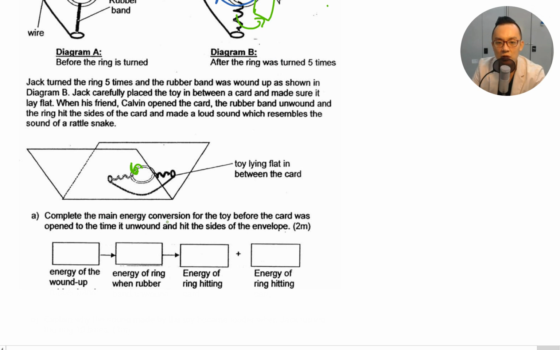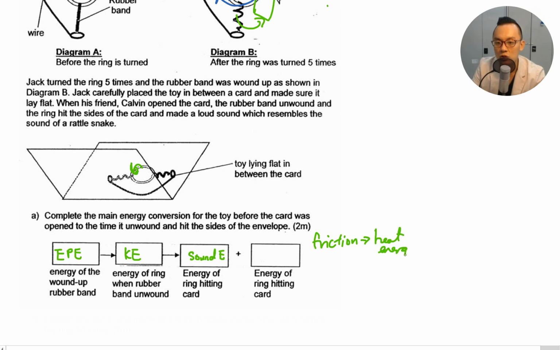So complete the main energy conversion for the toy, from before the card was opened to the time it unwound and hit the sides of the envelope. Potential energy is converted to kinetic energy of the ring when the rubber band unwinds. Energy of the ring hitting the card is something plus something. Sound is the obvious one, so sound energy. The next one is not so obvious, but whenever something hits something or things are touching each other, there's always friction, and friction will cause heat energy. So the energy of the ring hitting the card is sound plus heat energy.